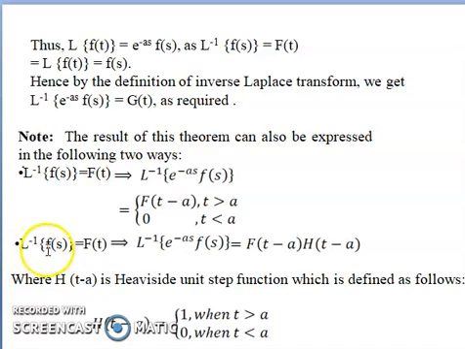Now the next part is L inverse of F(s) equals f(t), that implies L inverse of e to the power minus as into F(s) can be written in terms of the unit step function as f(t minus a) h(t minus a). Here h(t minus a) is the Heaviside unit step function, which is defined as h(t minus a) equals 1 when t is greater than a, 0 when t is less than a. So we remember the unit step function is defined like this: h(t minus a) equals 1 when t is greater than a, 0 when t is less than a.